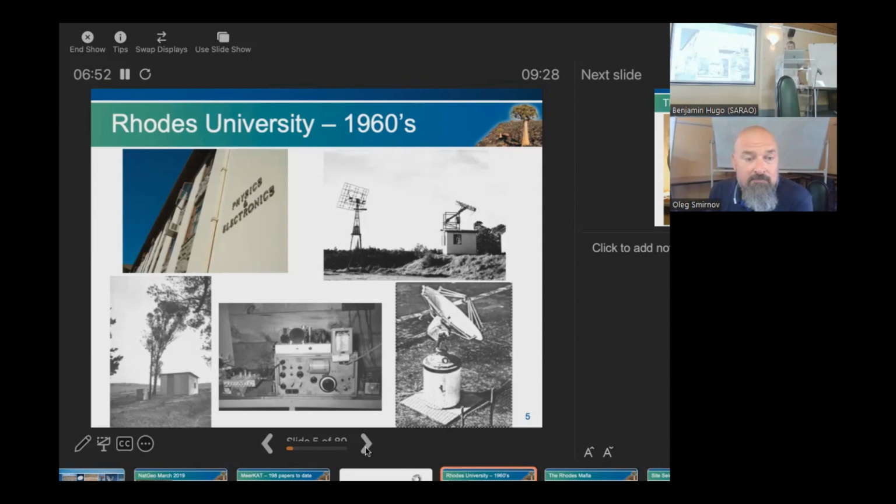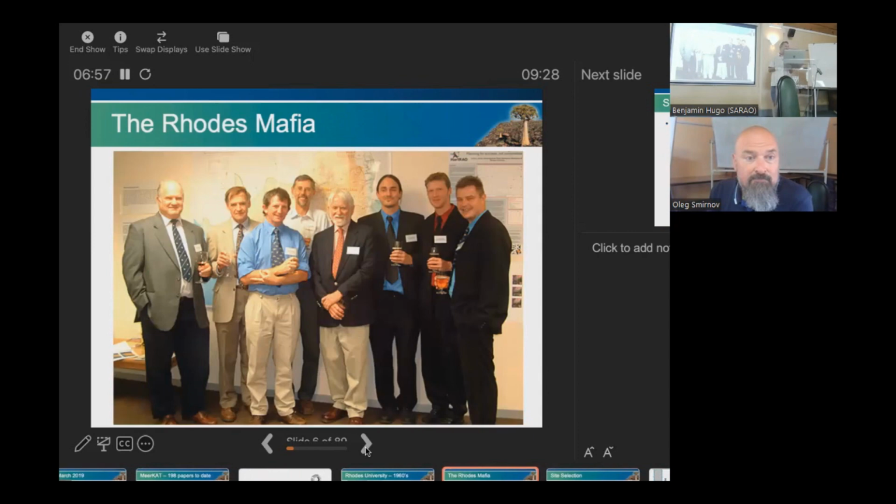Just pushing the Rhodes theme a little bit further, when South Africa got involved in the SKA project early on, this is even pre-MeerKAT, I had to gather together a group of people who could help in both the site bid to attract the SKA to South Africa, but also to start doing some technical work to get involved in the SKA on the technical side. And all of the people here, this was the team that we started off with.